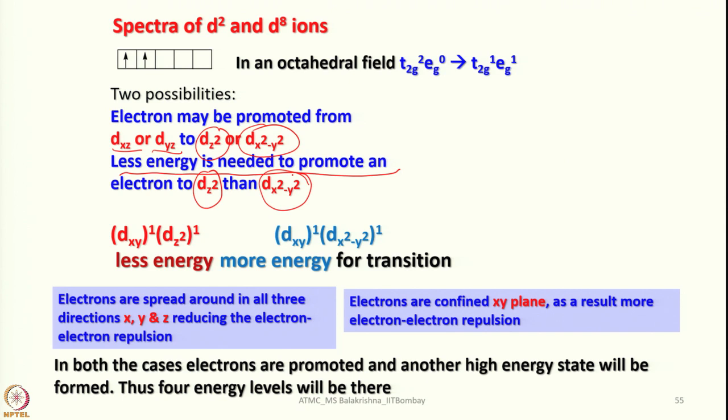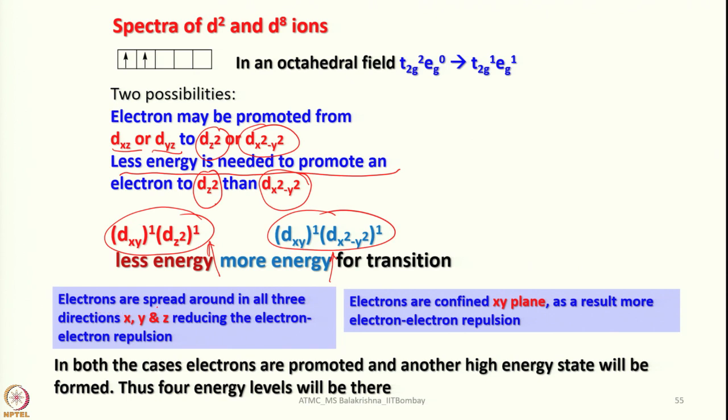Again, you try to bring the similarity with Jahn-Teller distortion, where we have tetragonal elongation and tetragonal compression. Tetragonal elongation is preferred, tetragonal compression is not preferred, where we will be having 4 weaker bonds and 2 stronger bonds. Whereas, in case of tetragonal elongation, 2 longer or weaker bonds and 4 stronger bonds are there. In the same sense, less energy is needed to promote an electron to dz square than dx square minus y square. That means, we can have this electronic configuration or we can have this electronic configuration. If we have this one, it is a more energy transition, whereas this one is a less energy transition, because when the electron is promoted, dz square is much lower in energy compared to dx square minus y square.